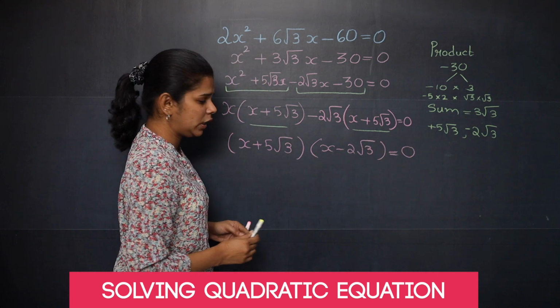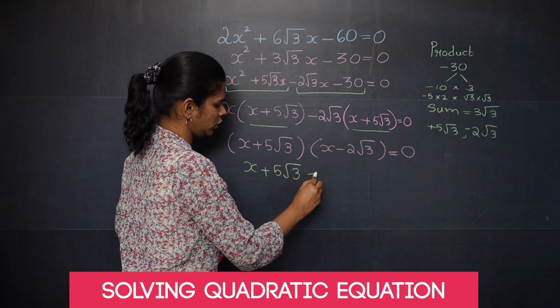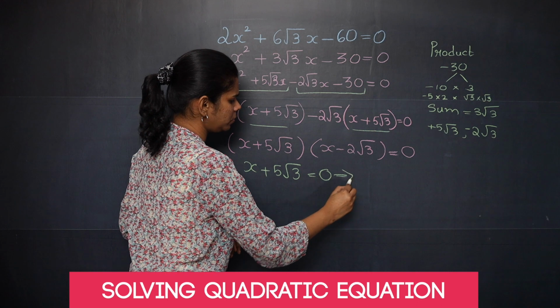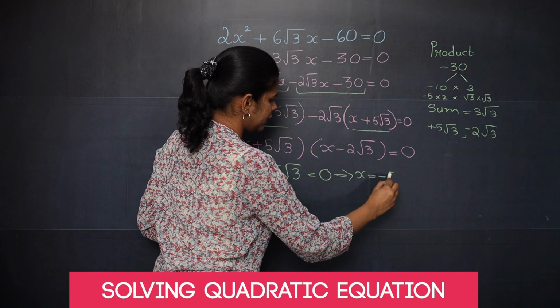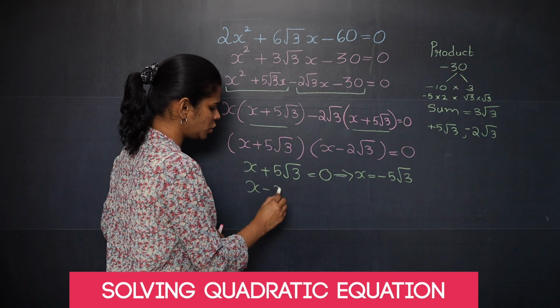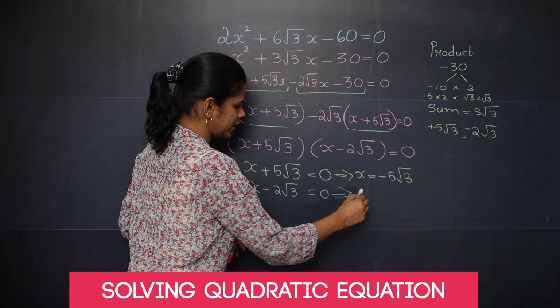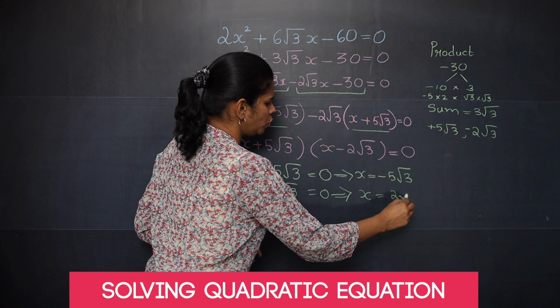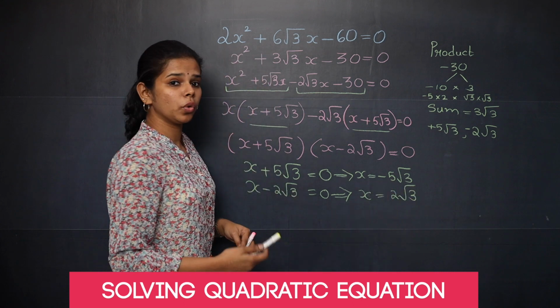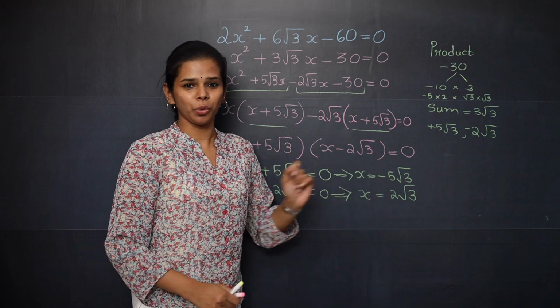Now I am going to equate x + 5√3 = 0. So x becomes −5√3. Now x − 2√3 = 0. It implies x is equal to 2√3. Therefore, the roots are −5√3 and 2√3.